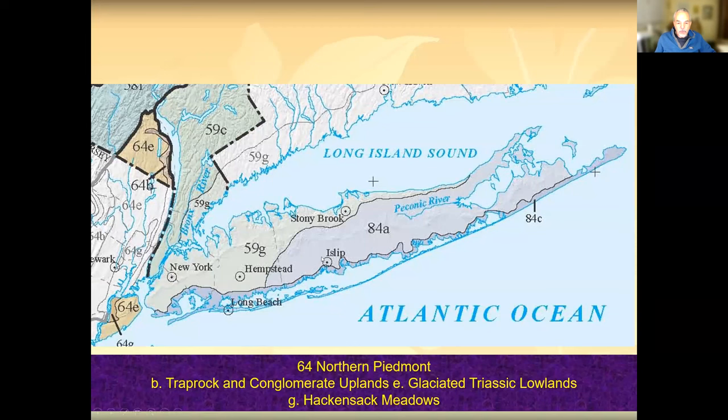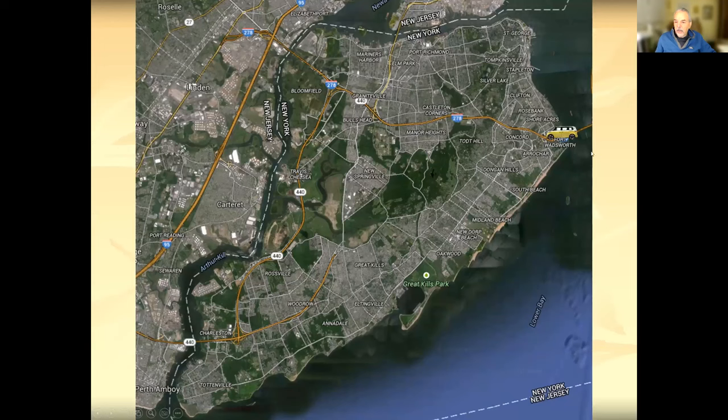Okay, so the next one is 64 Northern Piedmont. If you look over here to these tan areas, we have Staten Island down here. And then this is sort of a separated ecoregion, Staten Island. And up here is Rockland County along the Tappan Zee of the Hudson River there. And we take our van across the Verrazano Narrows Bridge. Fortunately, we do have easy paths. And you can see Staten Island is one of the greenest boroughs of New York City.